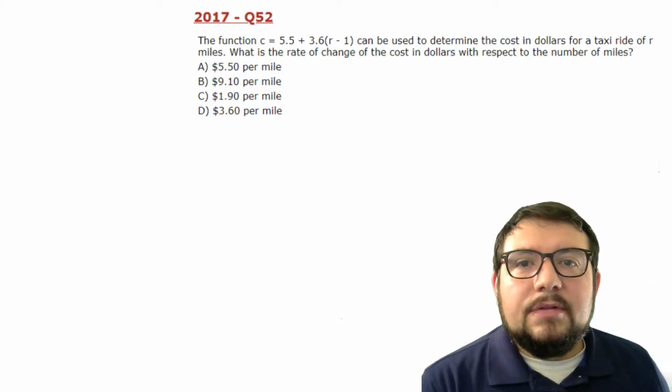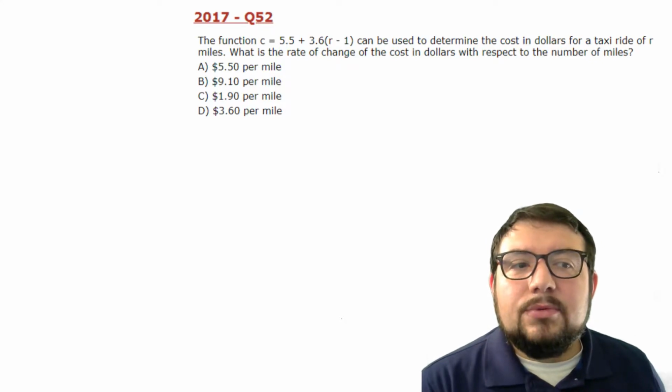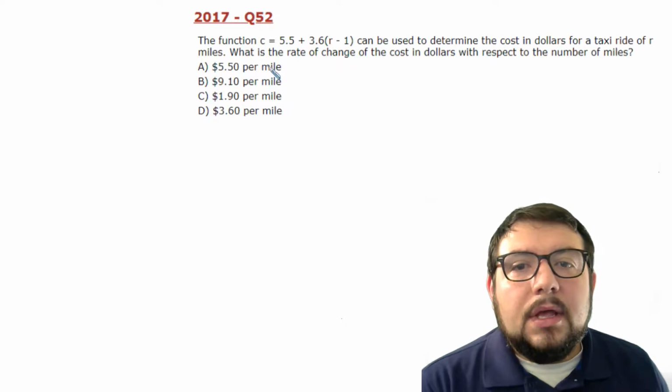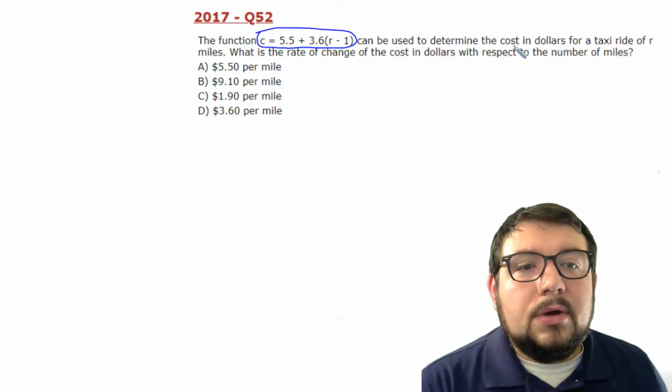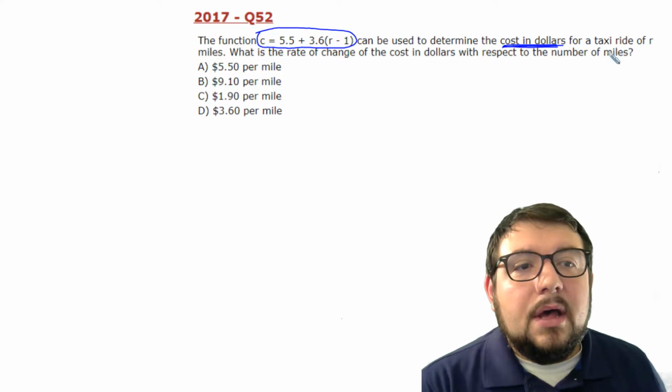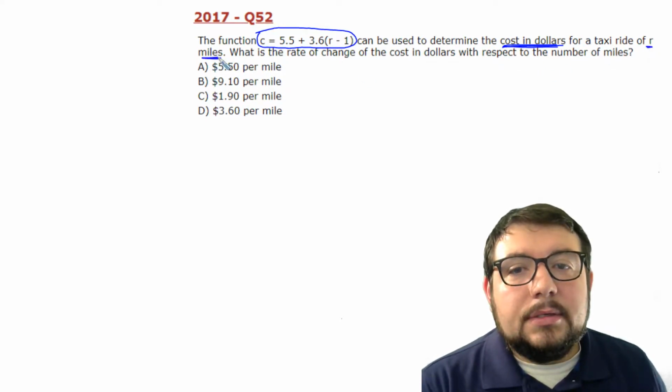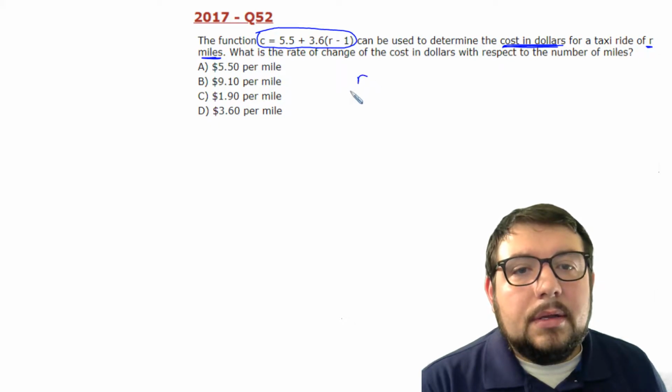Today we're going to solve question 52 from the 2017 Algebra 1 STAAR by hand. So let's get started. It says the function, and it gives me an equation, can be used to determine the cost in dollars of a taxi ride of R miles. So R is miles and C is dollars.